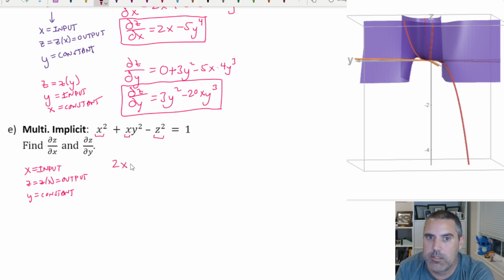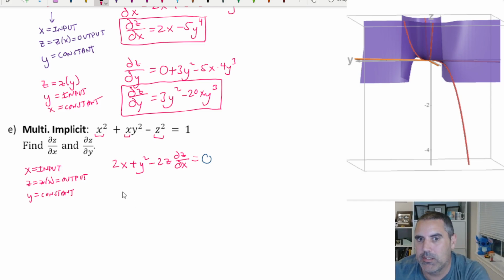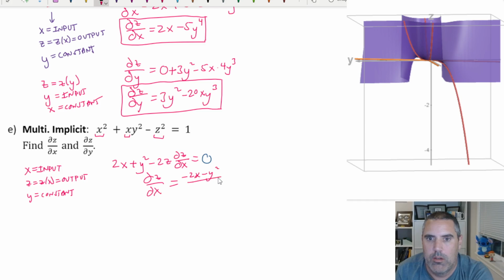So it's going to be 2x plus y squared minus 2z dz dx equals 0. We differentiated everything with respect to x, treating z as a function of x. If there had been a z in this term, then we would have needed to do the product rule because there would have been two variables, but in this case there was only one. And then you can just solve for dz dx, whatever that is. Dz dx is negative 2x minus y squared over negative 2z.